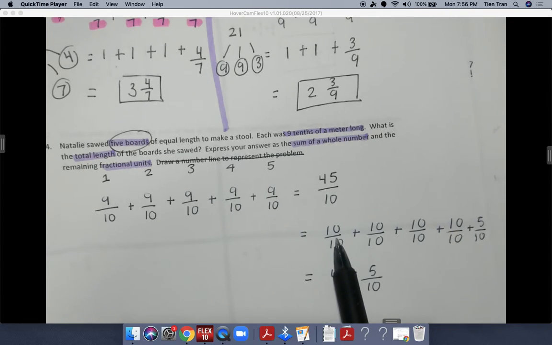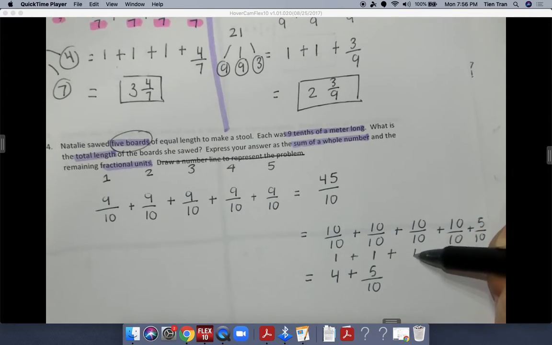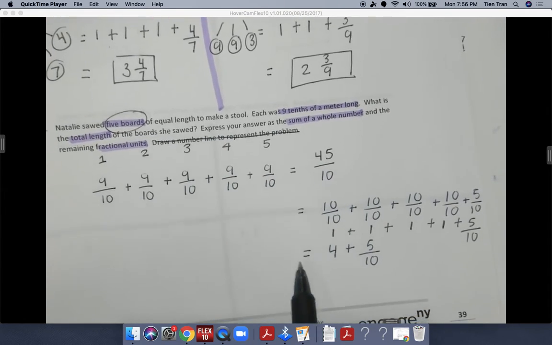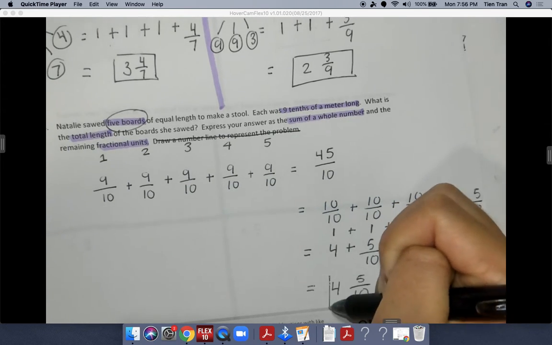I know that 10 divided by 10 is equal to 1, for each of them. And my remainder is 5 tenths that I have left. So my final answer is 4 plus 5 tenths, or 4 and 5 tenths as your final answer.